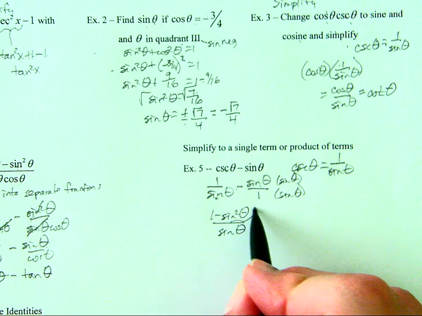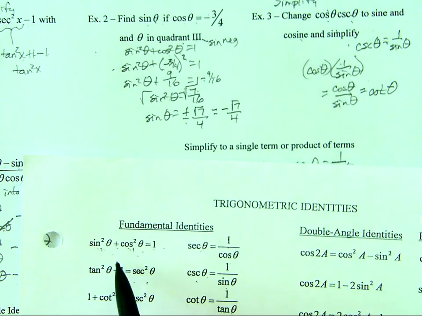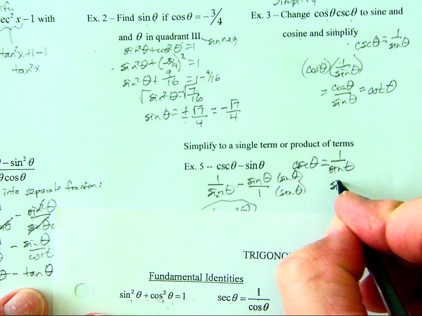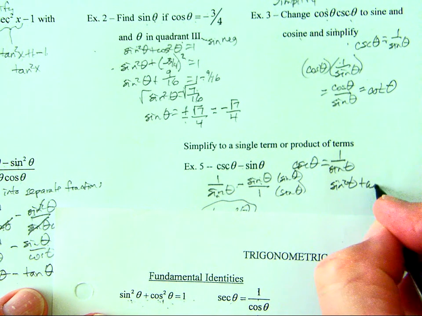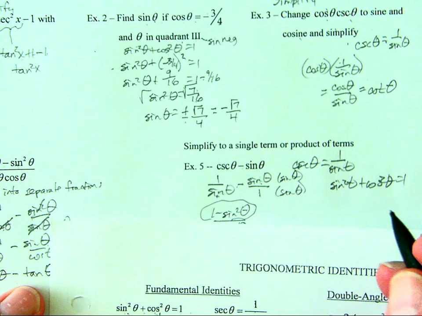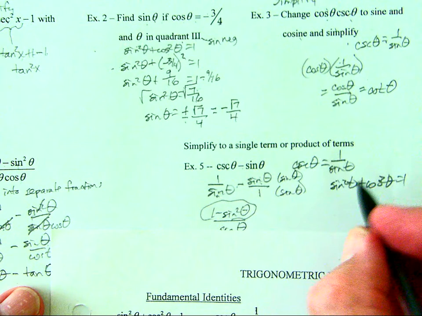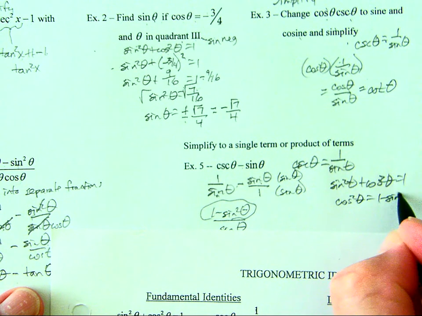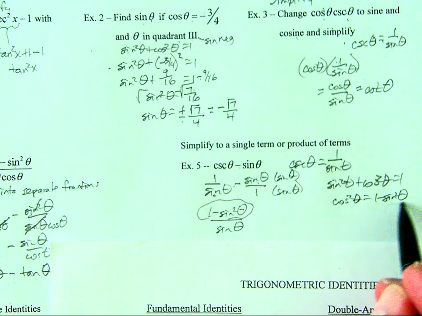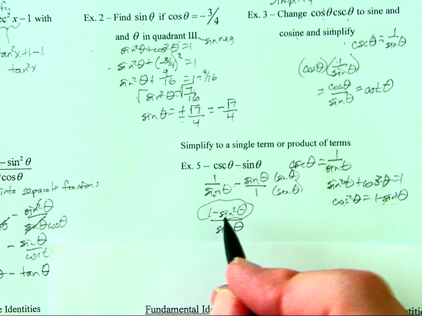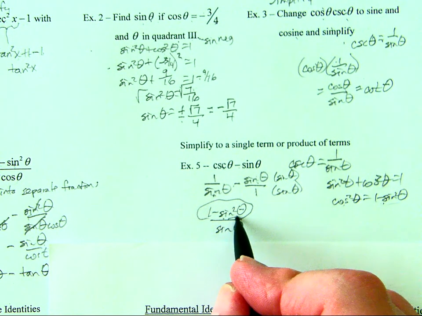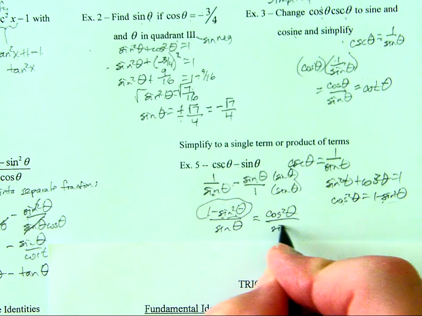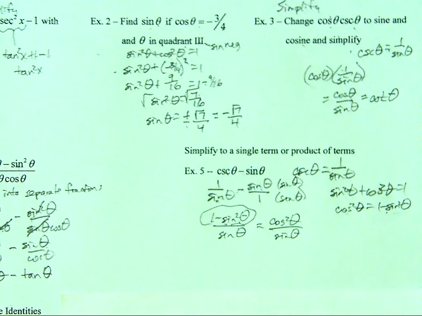Now, if you look at this top, if we look at our identity sheet, see this first one where it says sine squared plus cosine squared equals 1? If we took sine squared plus cosine squared equals 1, what if we moved the sine squared to the other side? What if it said cosine squared equals 1 minus sine squared? So now you can see here that 1 minus sine squared is the same as cosine squared. So on the top here, could we take that 1 minus sine squared and turn that into cosine squared? So now it looks like that.